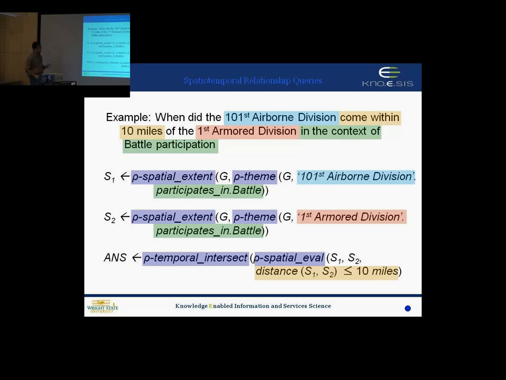Like if there is a more complex query, when did the 101st Airborne Division come within 10 miles of another division in the context of battle participation? So what you're looking for is information along two dimensions. One is the temporal information by asking when, and by specifying within 10 miles in context of battle participation, you're also specifying the spatial overlapping regions between them.